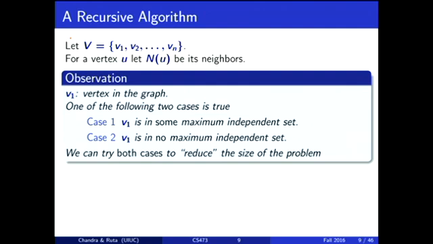I don't want to include v1, right? Then I just throw away v1, and then recurse on the graph without v1. In both cases, I'm making the graph simpler. Okay? Makes sense?